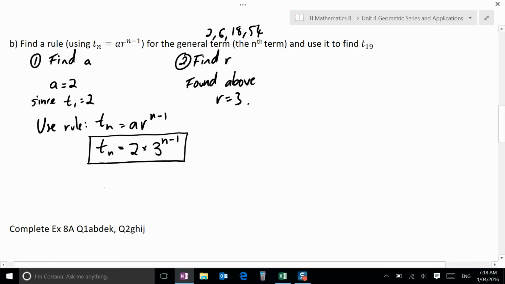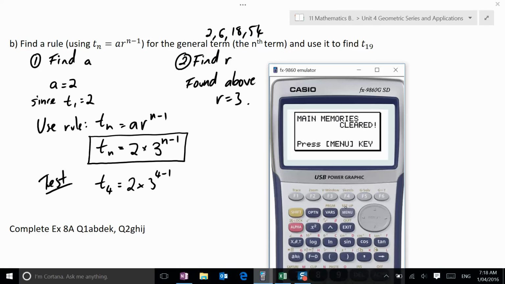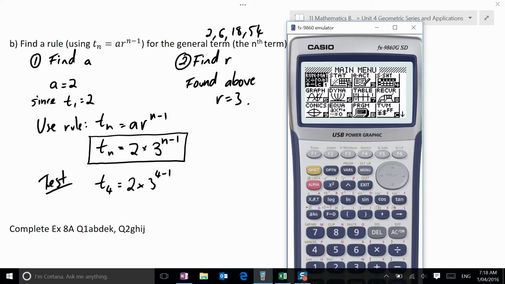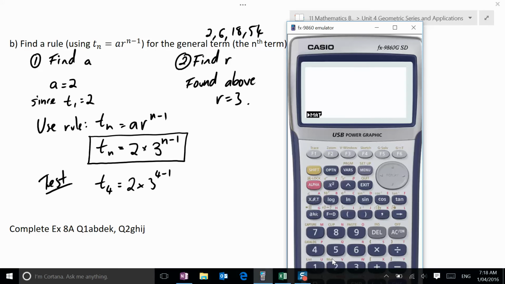So let's just test that this works. It's always good to check your result. Let's find the fourth term. T4 will be 2 times 3 to the power 4 minus 1. Let's just make sure that we get 54. I say 2 times 3 to the power 4 minus 1. Your calculator's fancier than mine. I get 54, which is good.